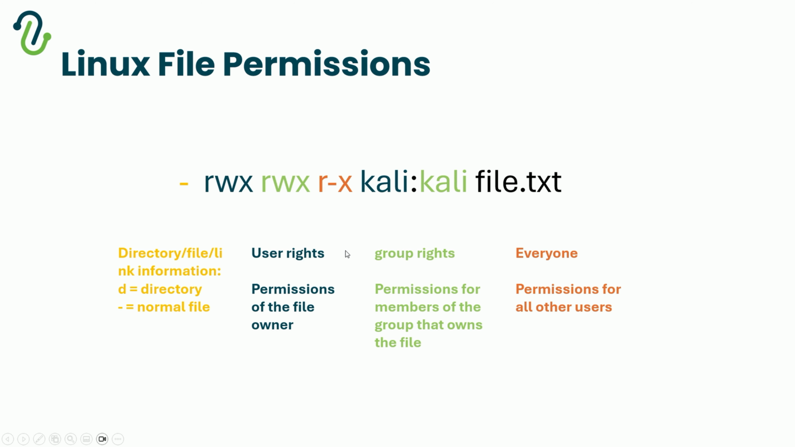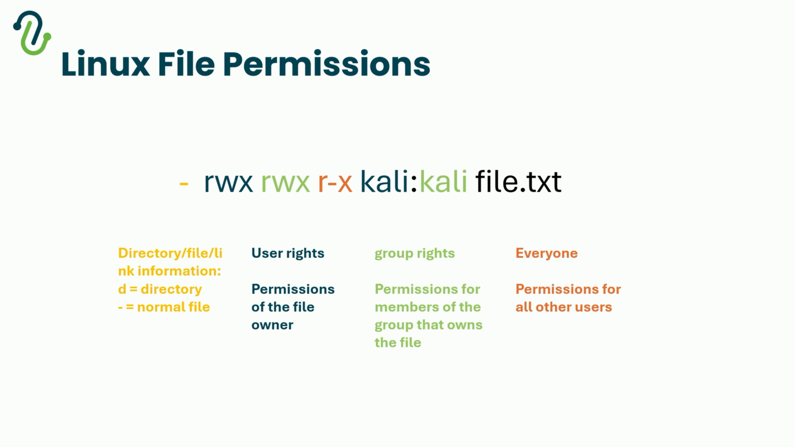What this is showing us is which users have what level of permission, and it's always in a specific order. The first read, write, execute, or the first three characters, are the owner of the file. This is the user that created the file, and these are their rights. So Kali, in blue, is our user that created the file. Kali has read, write, and execute permissions to file.txt. This is pretty standard. If you create a file, you want to be able to do whatever you want with it.